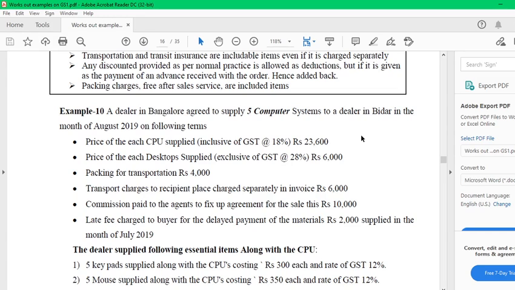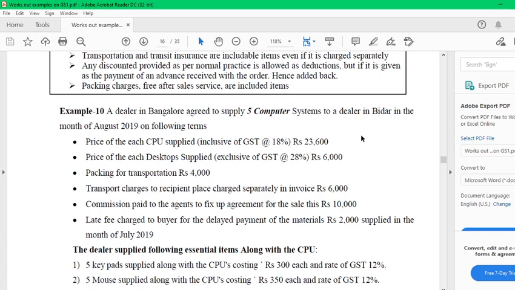Price of each CPU (central processing unit) supplied, inclusive of GST at 18%, is 23,600. Price of each desktop supplied, exclusive of GST at 28%, is 6,000. Packing for transportation, 4,000. Transport charges to the recipient's place, charged separately in the invoice, 6,000. Commission paid to agent, 10,000. Late fee charged to buyer for delay in payment, 2,000.